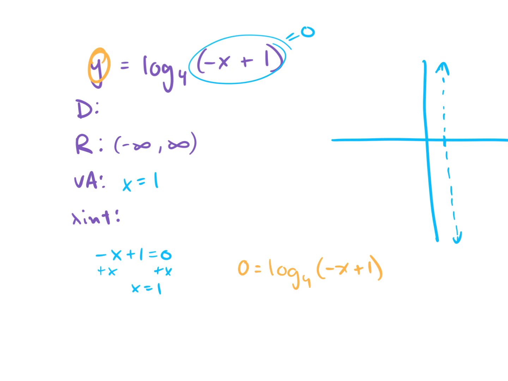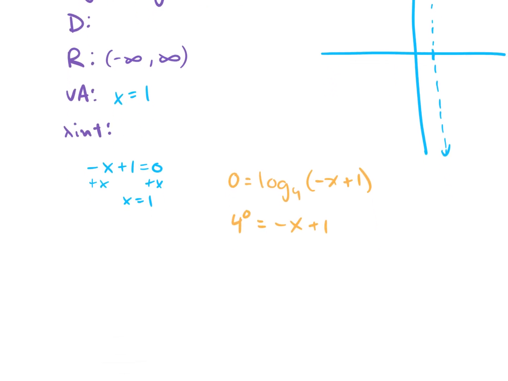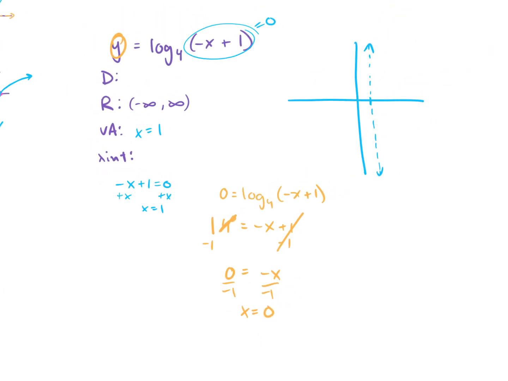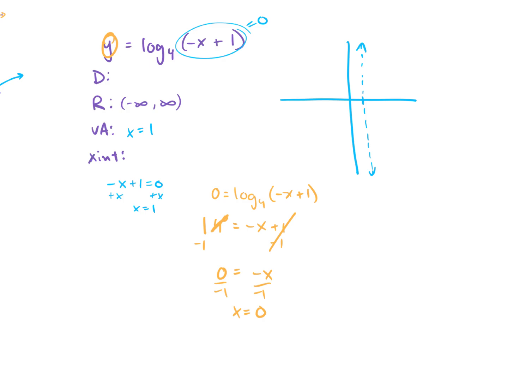So let's put it into exponential form. What's our base? 4 to the power of 0 equals negative x plus 1. 4 to the power of 0 is 1. Subtract 1 on both sides. So we get 0 equals negative x. Divide by negative 1, x equals 0. So what's our x-intercept? 0, 0. Awesome. So I'm going to put a point at 0, 0.